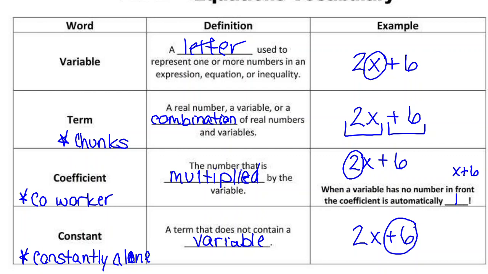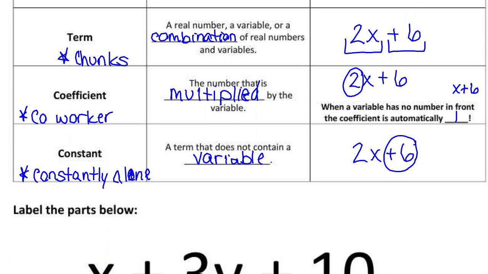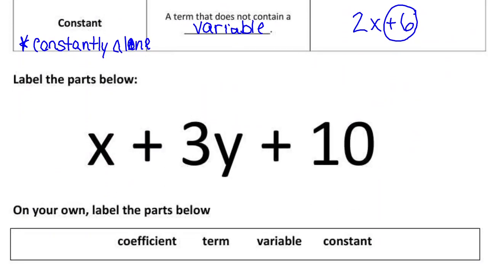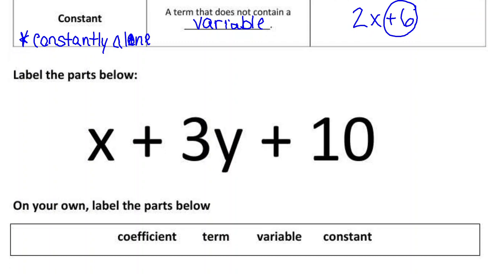So let's practice labeling some parts of the equation, and then I'm going to have you do it on your own. So I'm going to use the word bank down below me. I'm going to start with the coefficient first. And remember, the coefficient is the coworker to the variable. So it's the number that is in front of the variable. And remember, the signs that are in front always go with it. So this positive 3 right there is the coefficient.